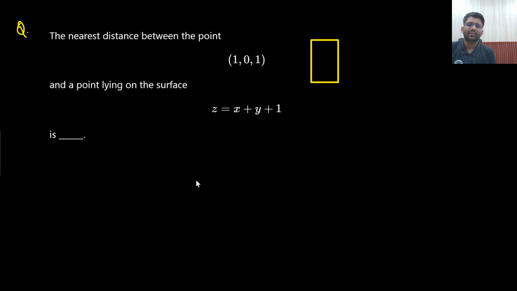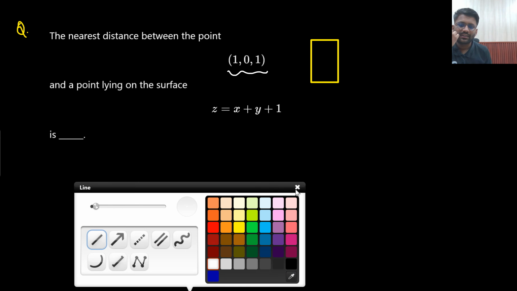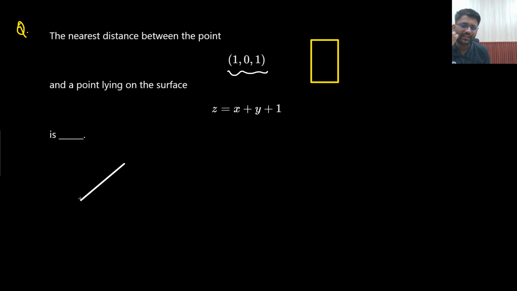Let's go to the next one. What you need to do is find the nearest distance between the point (1, 0, 1) and a point lying on the surface z equals x plus y plus 1. So there will be some surface, z equals x plus y plus 1. This is the equation of a surface.